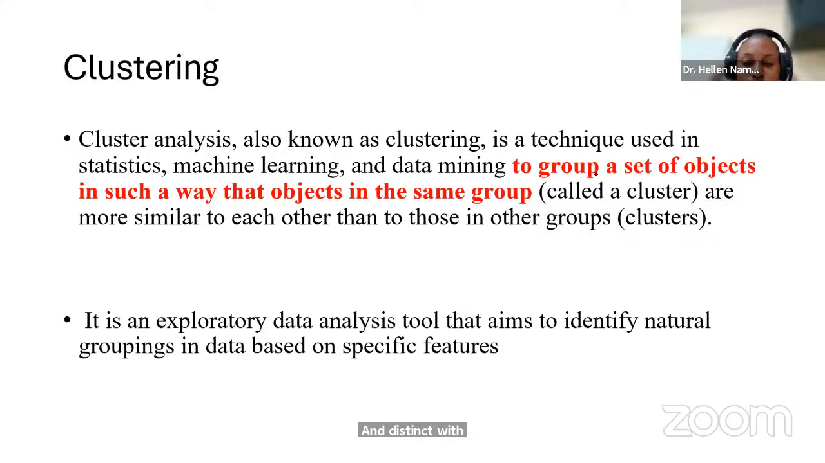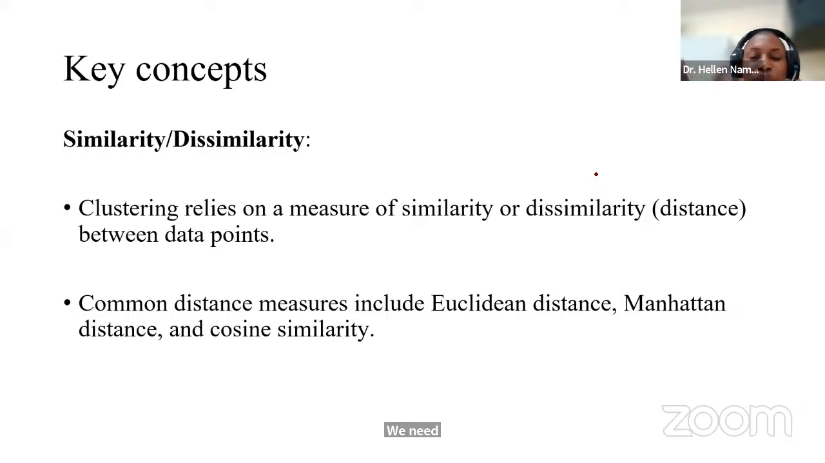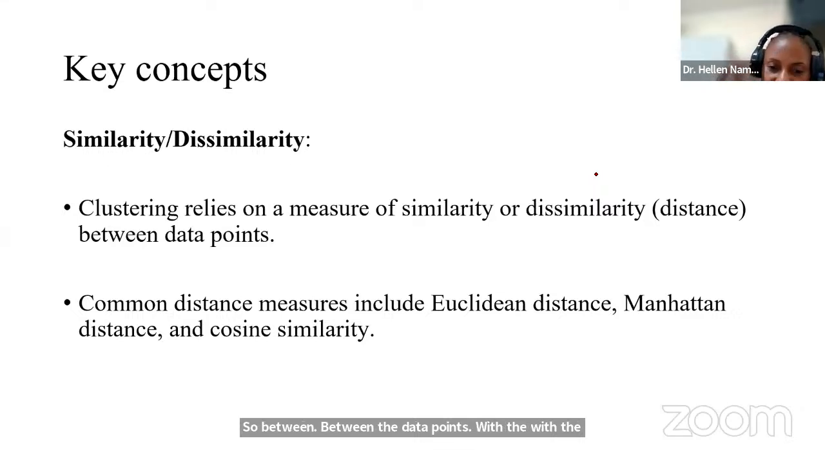All right. And with the example that we had, there is also a natural grouping within the data set with specific points. Usually when we look at clustering, it implies a measure of similarity or dissimilarity between the data points. With the similarity, we are looking within the cluster, because in this particular case, the distance between the points is very small. Then with the dissimilarity, we are looking between clusters because the distance between the clusters is large.